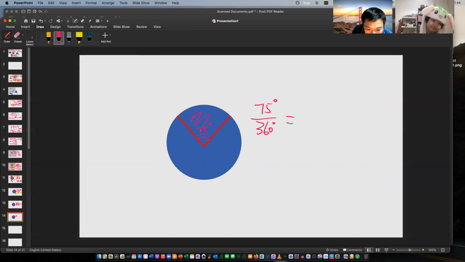Let's say you are asked to find the area of this thing. 75 over 360, yes, 5 over 24, is it? Yes. Okay, so that means you need to take 5 over 24 times the entire circle. Then you will get the area of this. Okay?